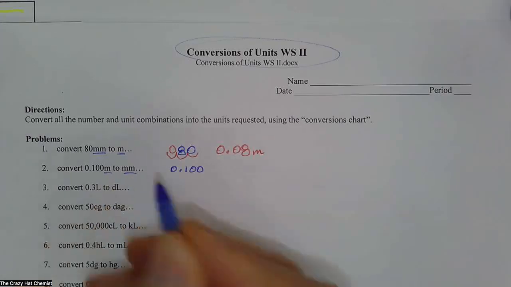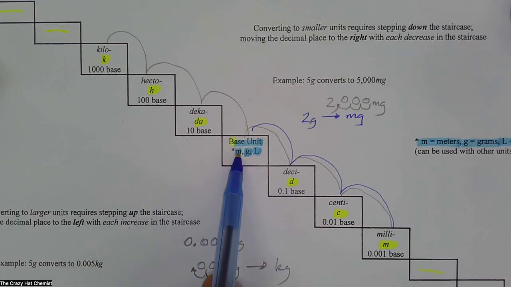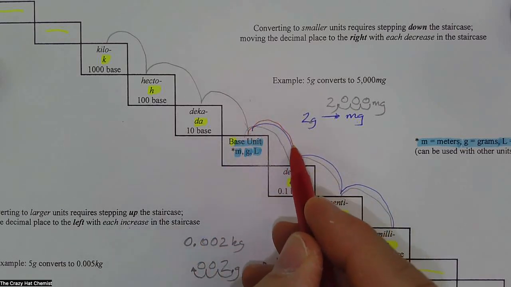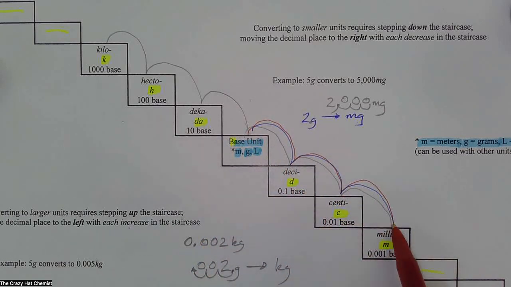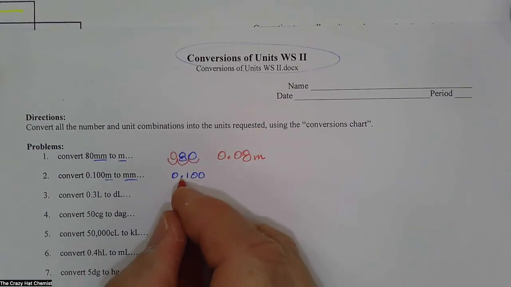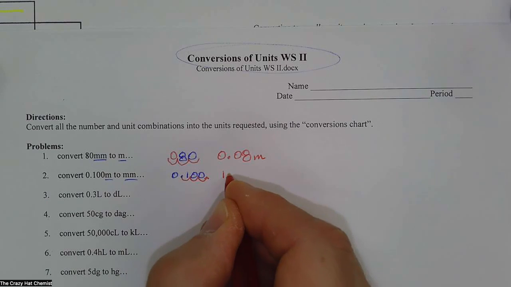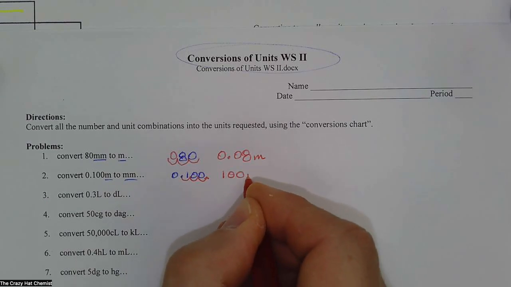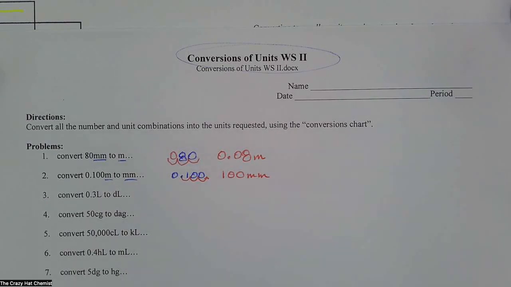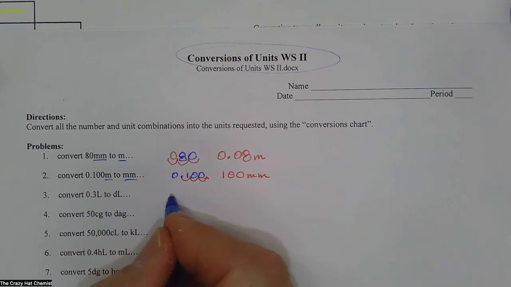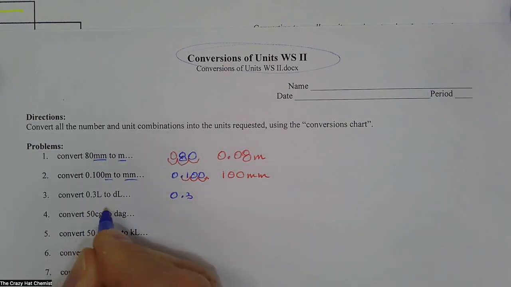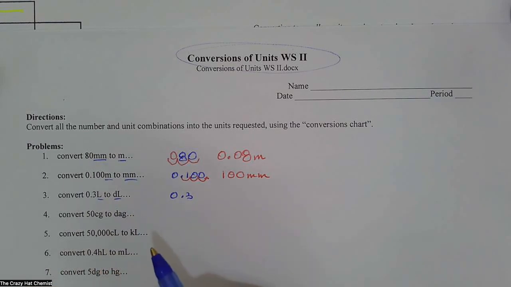0.100 meters to millimeters. So meters to millimeters. We're going to go from meters, that's 1, 2, 3 spots to the right. There's my new decimal, 100 millimeters. So simple.